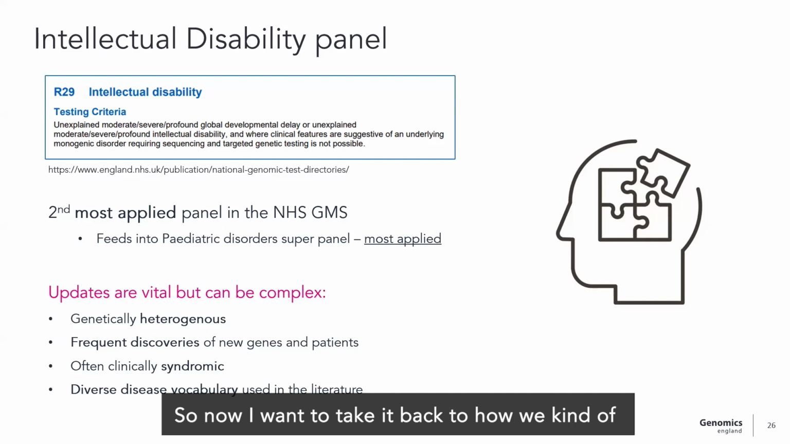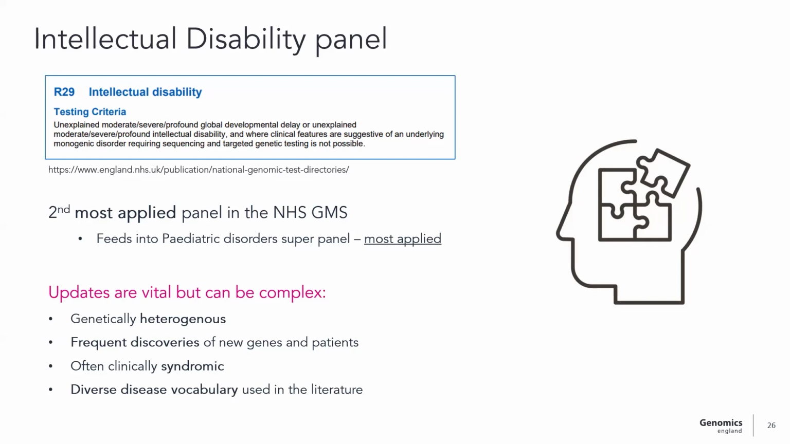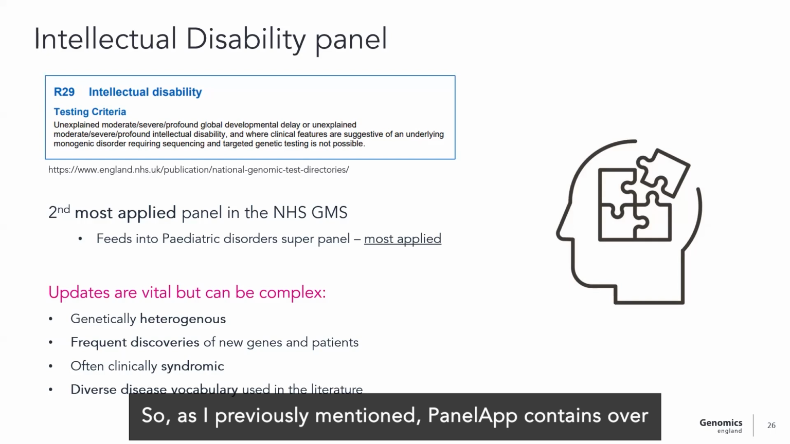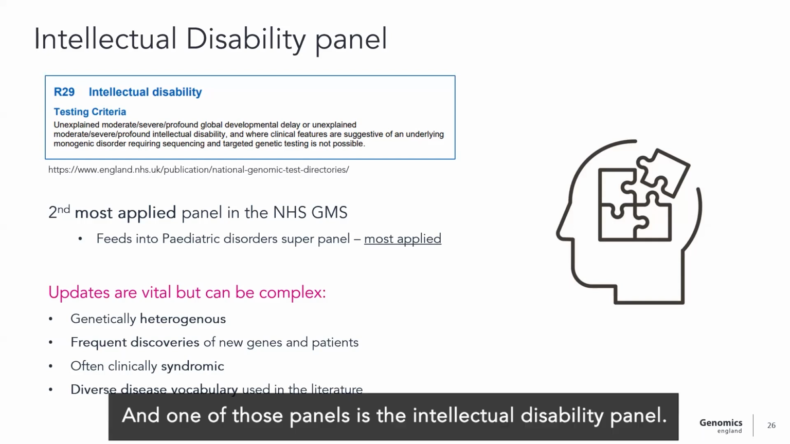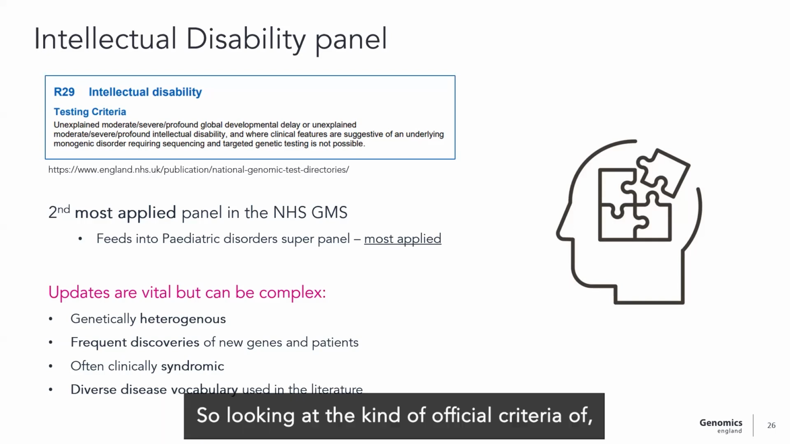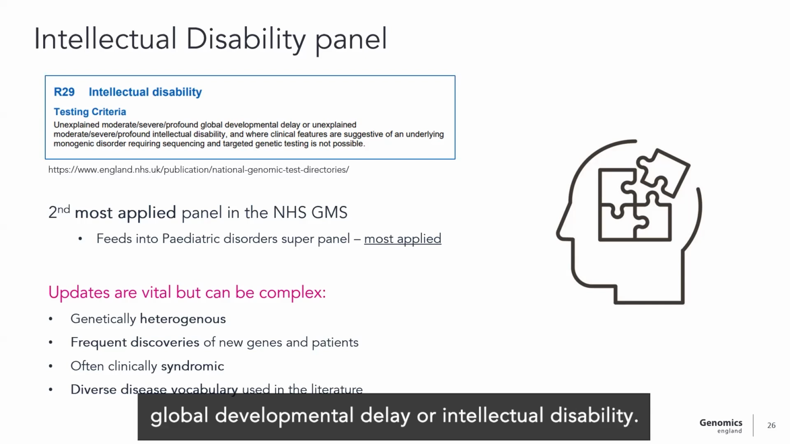So now I want to take it back to how we applied this pipeline that Sam has just talked us through, and how we assessed its performance. As I previously mentioned, PanelApp contains over 300 panels that are used within the Genomic Medicine Service. And one of those panels is the intellectual disability panel. So looking at the official criteria of how intellectual disability is defined in the National Genomic Test Directory, it's a moderate, severe, or profound global developmental delay or intellectual disability.